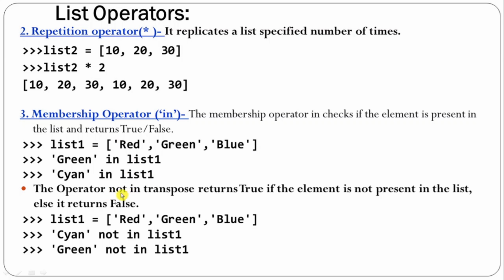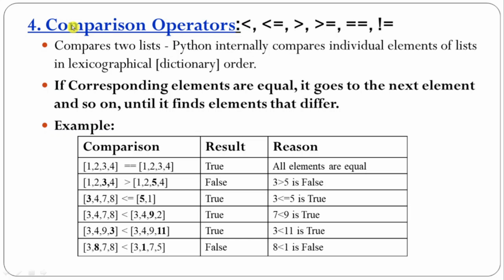The operator not in can be used to check whether an element is not present in the list. It returns true if the element is not present and otherwise returns false. Example, list1 = [red, green, blue]. 'cyan' not in list1 will produce true since cyan is not present in list1. And 'green' not in list1 results in false since green is present in list1. So the third operator is in, which is used to check whether a particular item is present in a list or not.